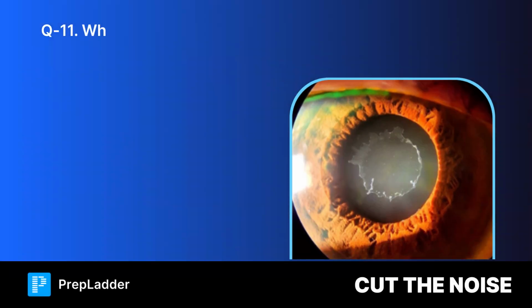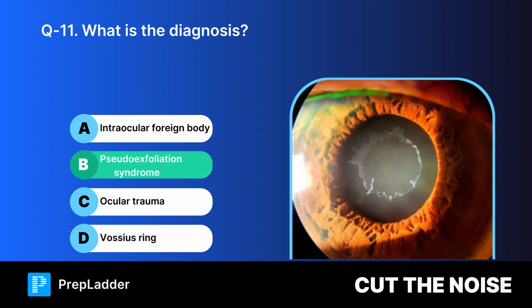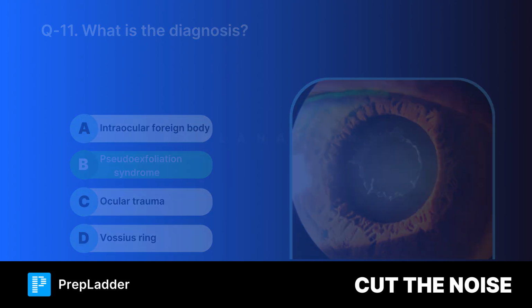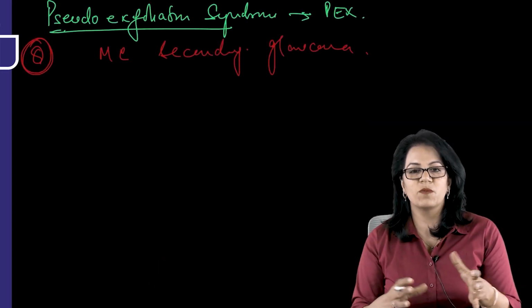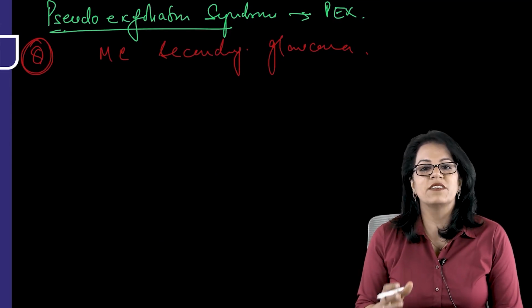Question number 11. What is the diagnosis? Your options are, and the correct answer is pseudoexfoliation syndrome. Here's the explanation. So we are talking about pseudoexfoliation syndrome. It is the most common secondary glaucoma, right? The story is almost similar to what we have learnt in pigmentary glaucoma.